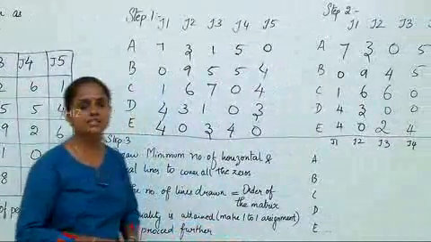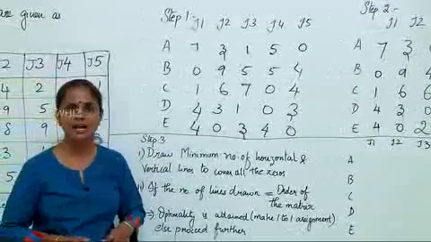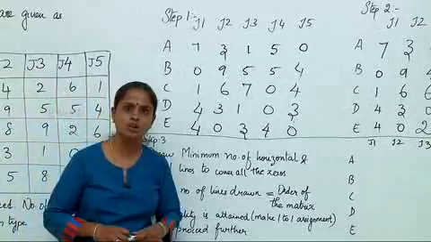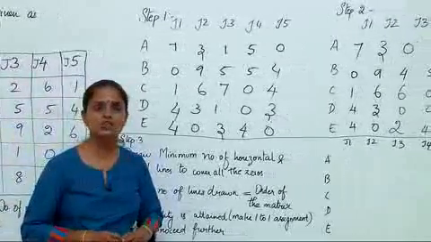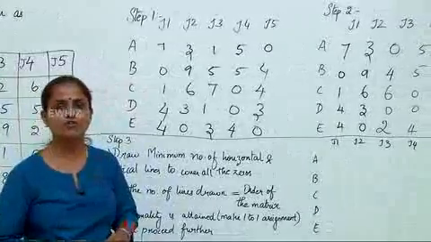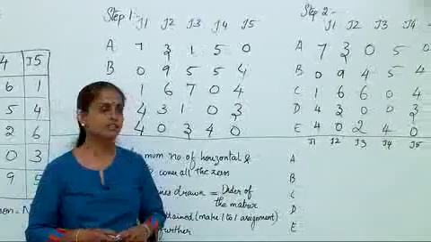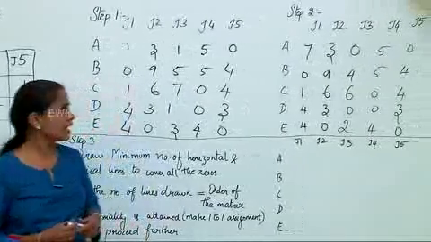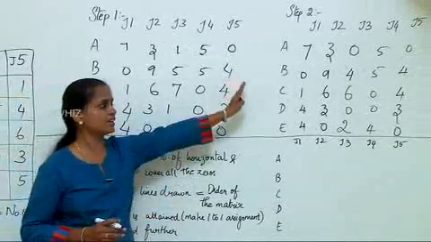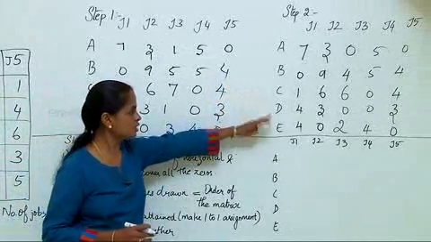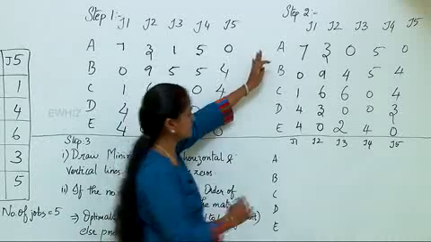So the procedure states that first you draw the minimum number of horizontal and vertical lines to cover all the zeros, and then if the number of lines tallies with your order of the matrix, go for one-to-one assignment. If not, you proceed further with some more iterations. But I will slightly deviate from the procedure because we are going to present everything in the same table. Now let me copy the table as it is, what we obtained in step 2.